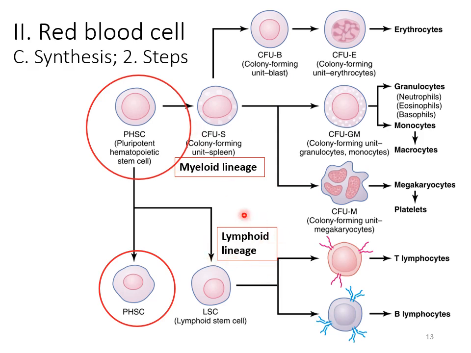Now, how do we identify which cells belong in which lineage? Just think, the lymphoid lineage only includes your lymphocytes, the T and B lymphocytes, and all of the other cells, red blood cells, the other white blood cells, neutrophils, eosinophils, basophils, monocytes, and your platelets, are all part of the myeloid lineage. For this lecture, we'll be focusing more specifically on how your red blood cells are synthesized.